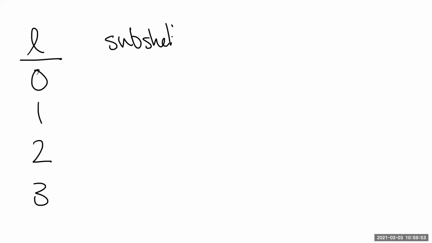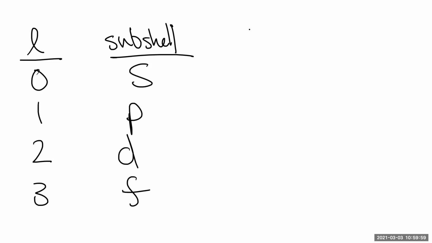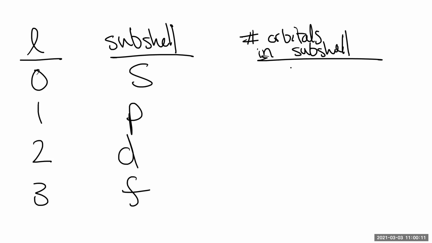So remember we said for values of L, we had 0, 1, 2, and 3 are the ones that we really talk about. And then the subshells associated with this are S, P, D, and F. We're going to find out from the quantum numbers that the number of orbitals in this particular type of subshell will be 1 orbital in an S, 3 in a P, 5 in a D, and 7 in an F.